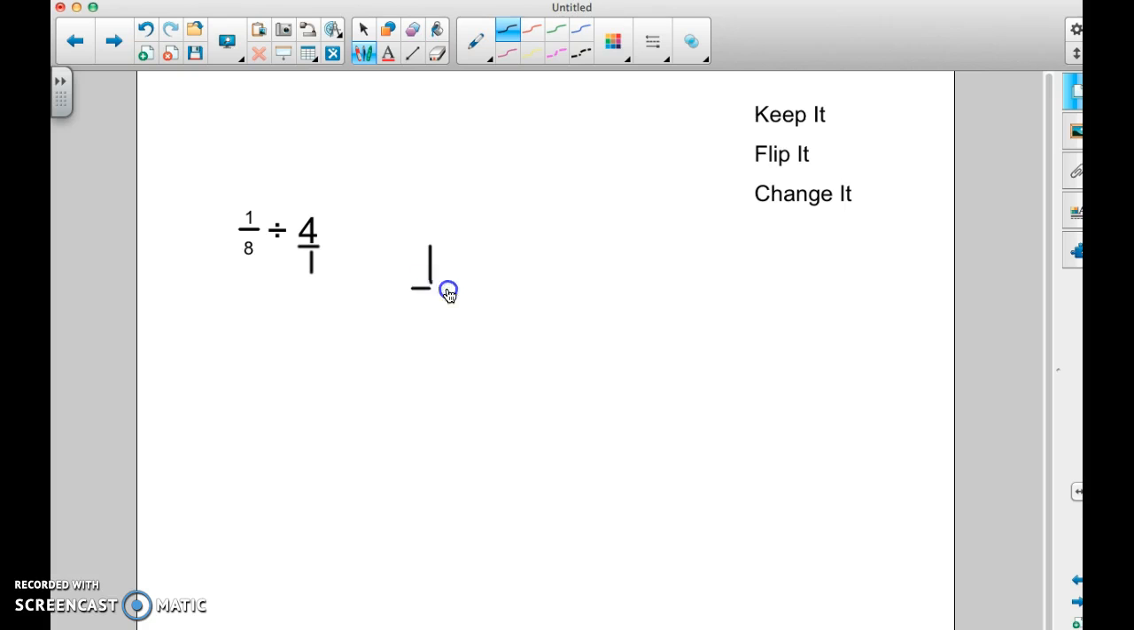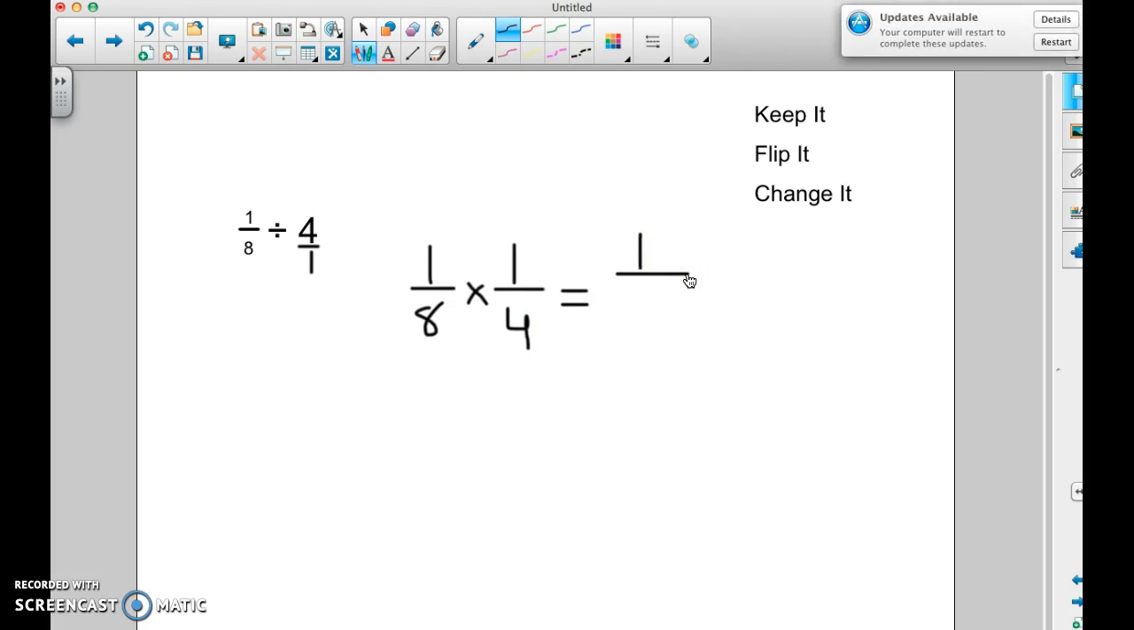So now I've got 1/8. I've kept it. I'm changing my sign. I'm flipping this from 4 over 1 to 1 over 4. And now I get 1 over 8 times 4, class? 32. 1/32. Who feels comfortable with doing these tomorrow? Do you think it's possible they might give you something with a little tougher numbers? I mean, they could have 1/320th divided by 5, right? You still have to be able to do those.